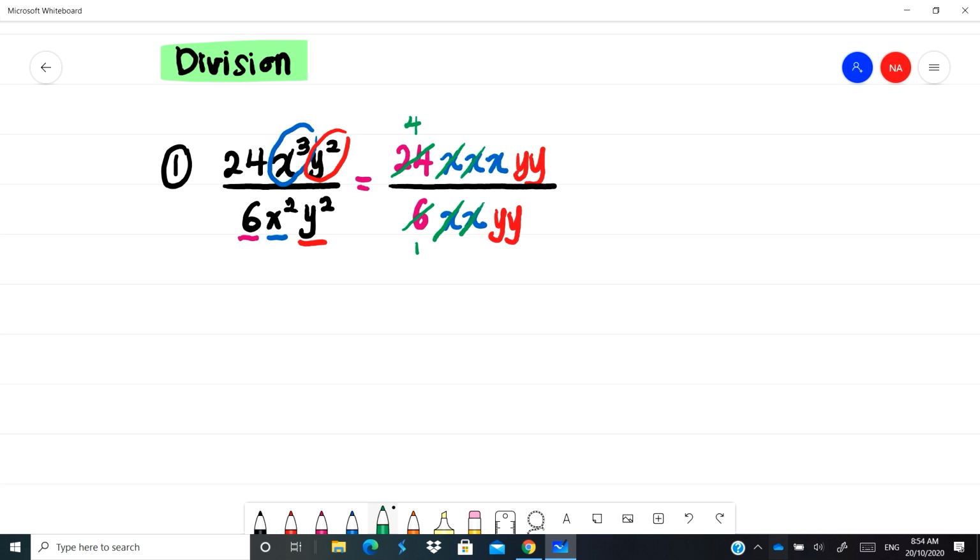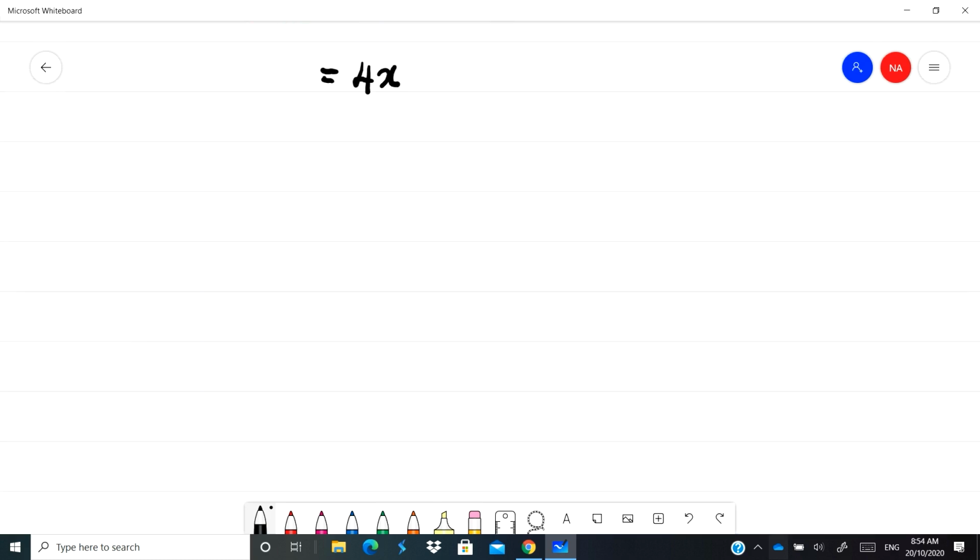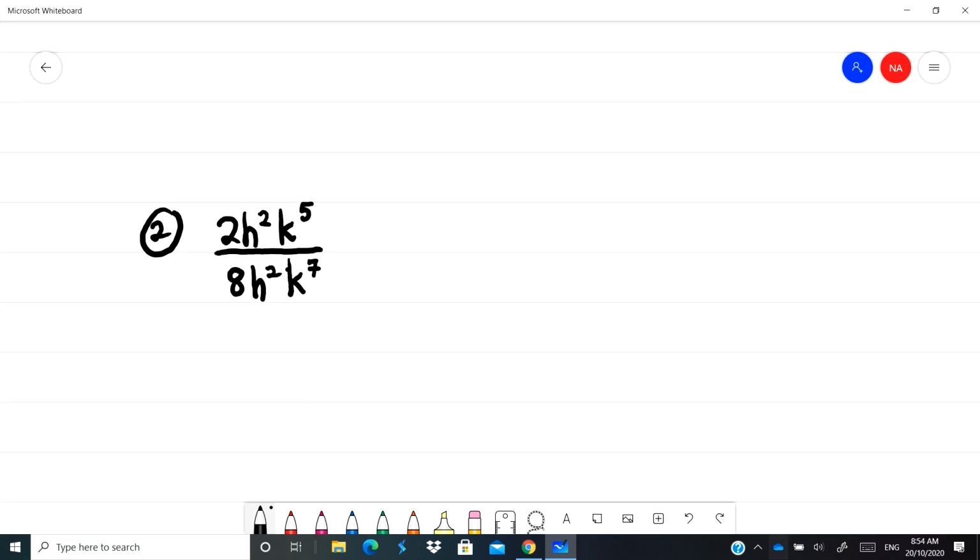Dekat atas lebih. So biar dia. Right, Y pula. Right, so Y dengan Y, potong. Y dengan Y, potong juga. So, kita hanya tinggal 4 dengan X. Alright, kita hanya tinggal yang ini. 4, X. Dekat bawah, bahagi 1. So, tak perlu tulis lah. So, our final answer will be 4X for this one. Okay, simple right? Alright. So, let's look number 2.